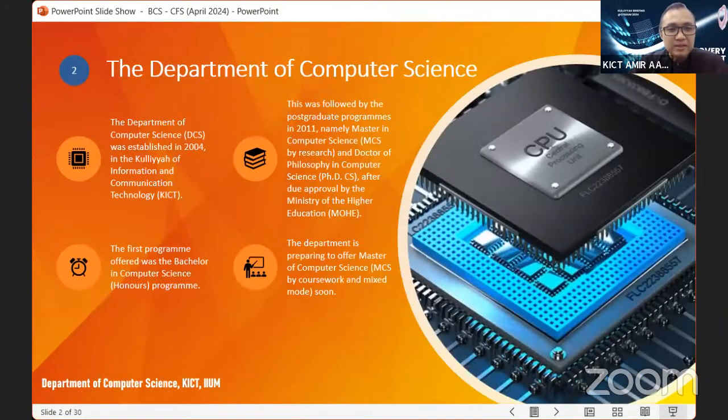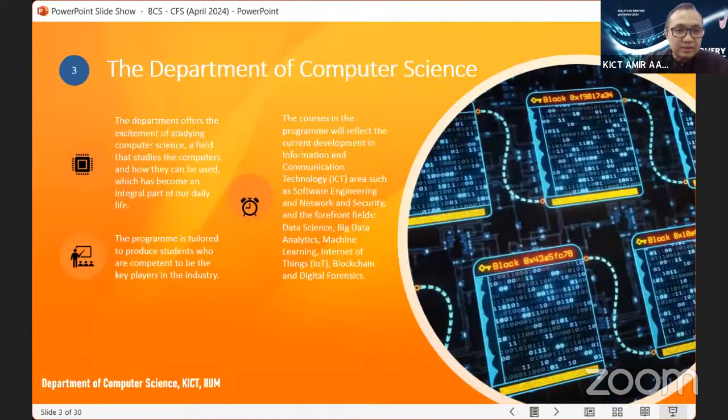Right. So now to go a bit into when the Department of Computer Science was established. DCS was established as the second department in KICT after BIT in 2004. First we had the bachelor program, and then we had a postgraduate program by 2011. And right now we're also working on another postgraduate program for the department.